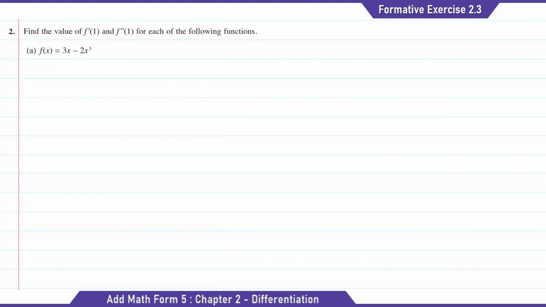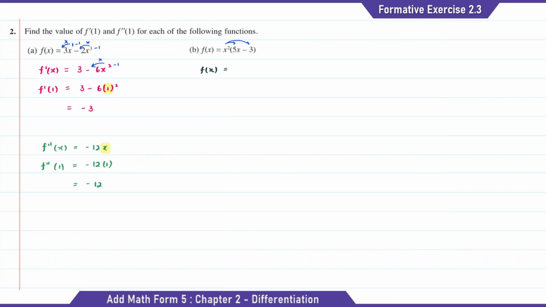Question number 2. Find the value of the first derivative of f of 1 and the second derivative of f of 1 for each of the following functions. So here the first derivative will be 3 minus 6x squared. When the input is 1, we substitute x with 1. Therefore, this will be 3 minus 6, which is equal to negative 3. As for the second derivative, based on the first derivative, we get negative 12x. Next, substitute x with 1. Then the answer is negative 12.